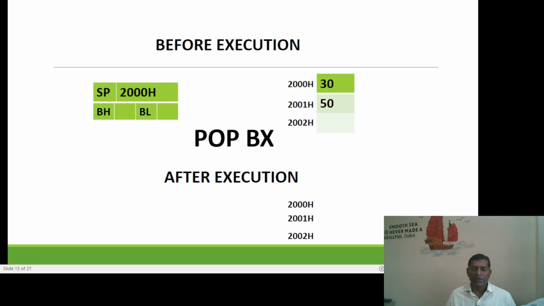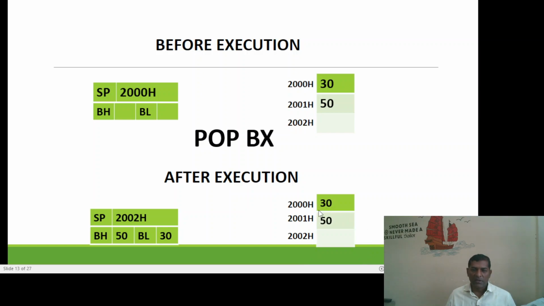After execution of this instruction, the contents of the stack, that is 30 and 50, will be copied into the BH and BL registers. First, the stack was pointing to the 2000H location. The content 30 will be copied into BL. Then the stack pointer will increment. Then 50 will be copied into BH and the stack pointer starts pointing to 2002H. This is how it works.